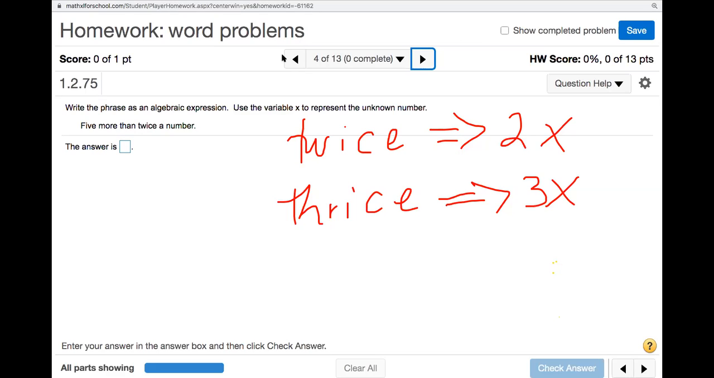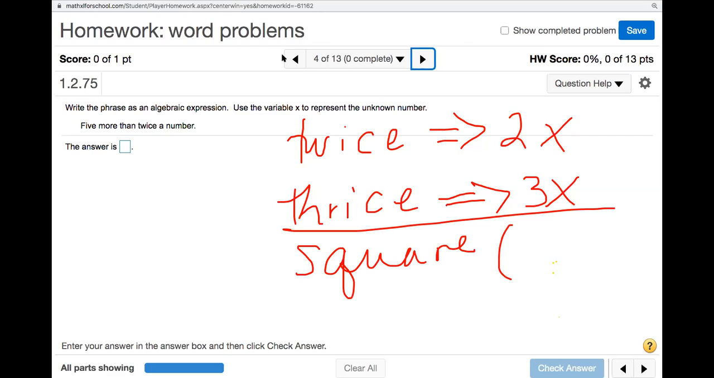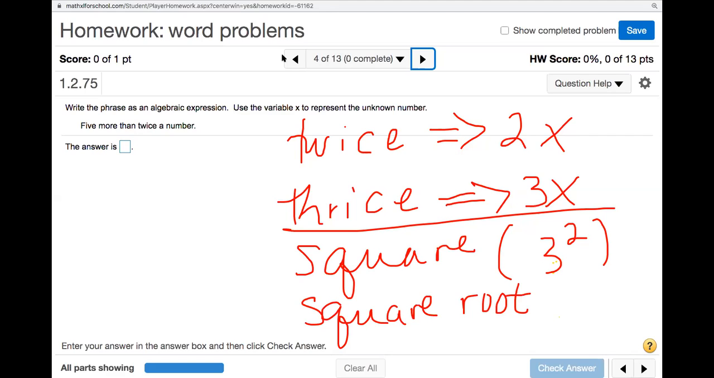If it says to square a number, that's a power, guys. So you would have something like this, like 3 squared. That's square a number. Now, on that note, if they say the square root of a number, we'll be looking at something like this, the square root of 9, okay?